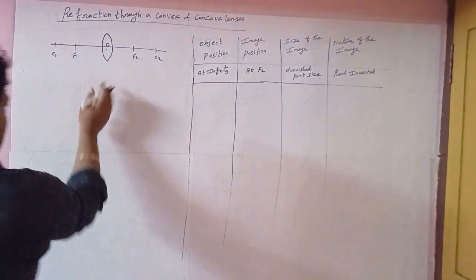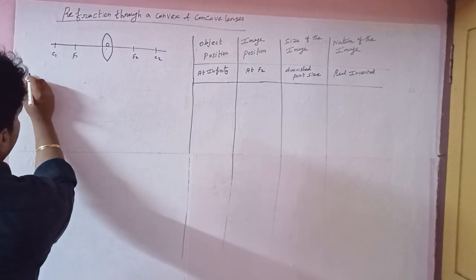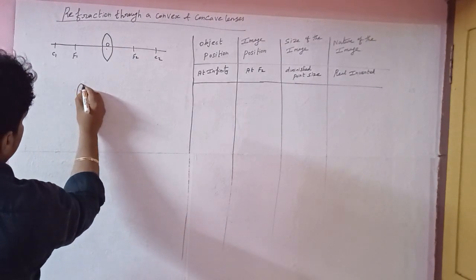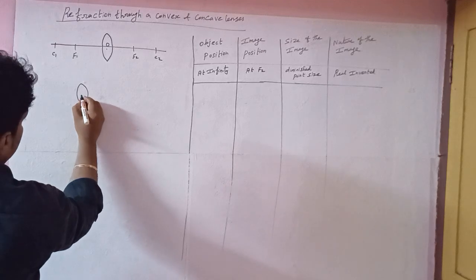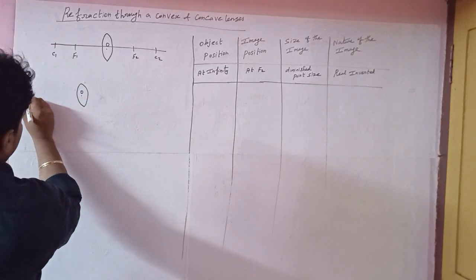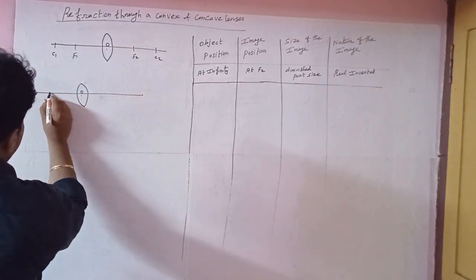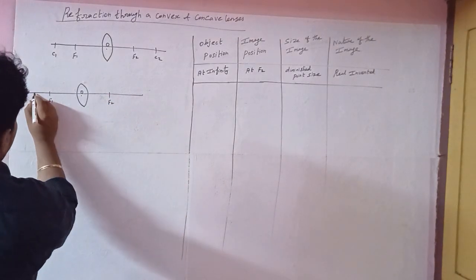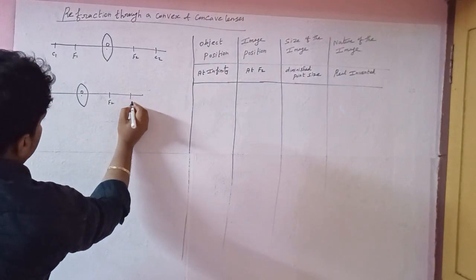This is a basic structure. For example, the object. What is the type of lens? This is a convex lens. O is the optic center. This is the principal axis. F1 is the object focus and F2 is the image focus. And C1, C2 are the centers of curvature.